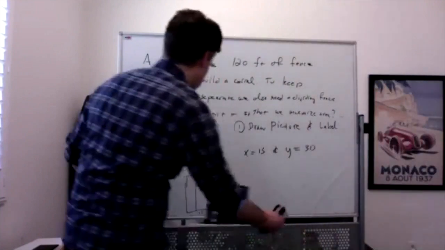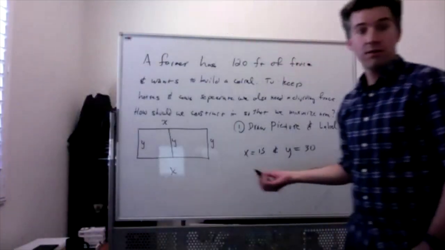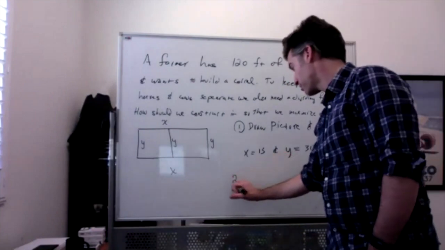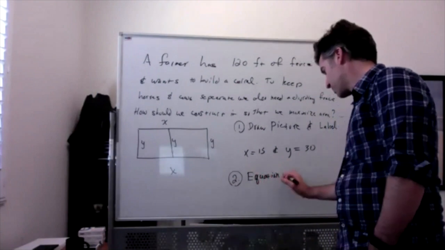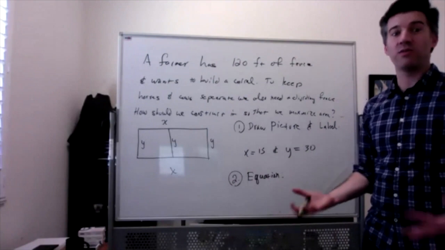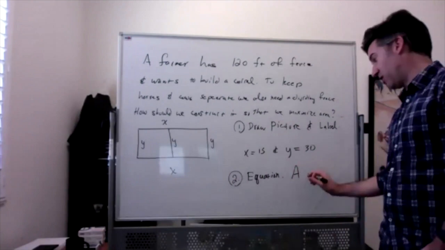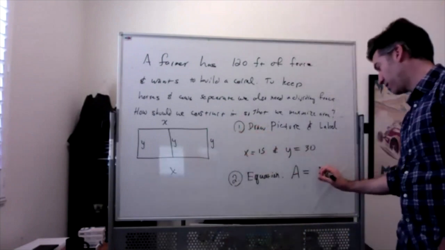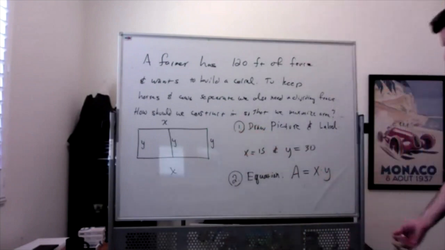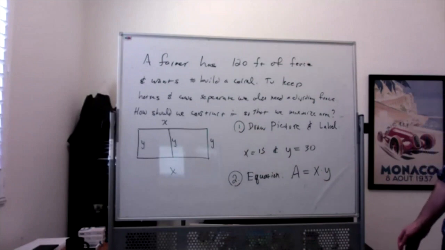And so what we want to do is write an equation for the thing we're trying to optimize. So what are we trying to optimize here? We are trying to maximize the area enclosed. So the equation I'm going to write is area equals base times height, or X times Y. So after you've drawn a picture and labeled it with variables, then we want an equation for the thing we're trying to maximize or minimize, optimize in general.